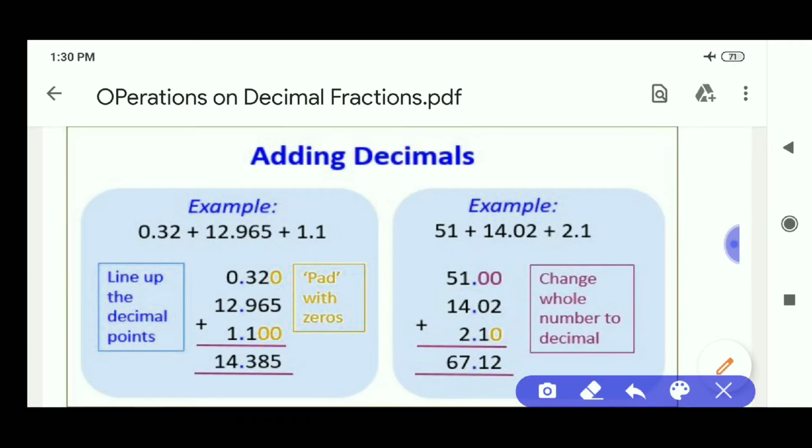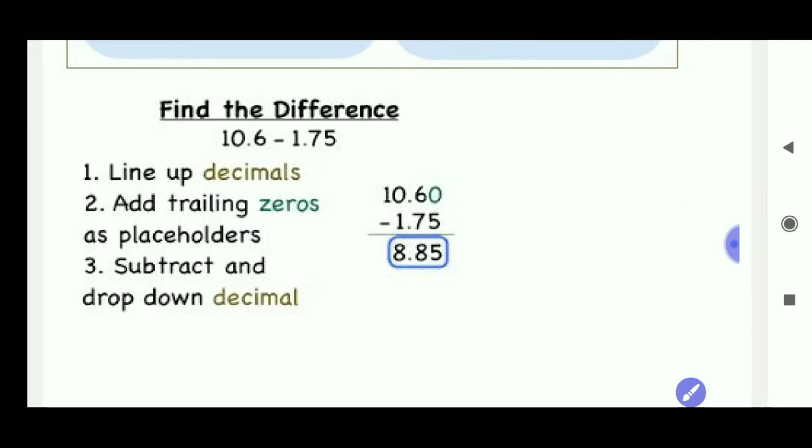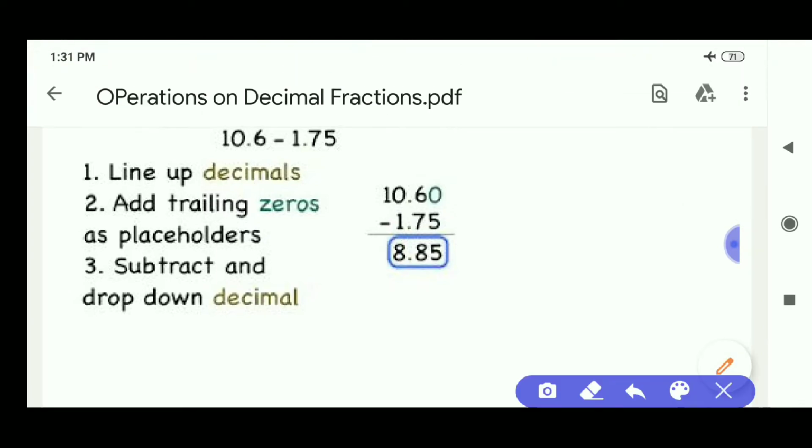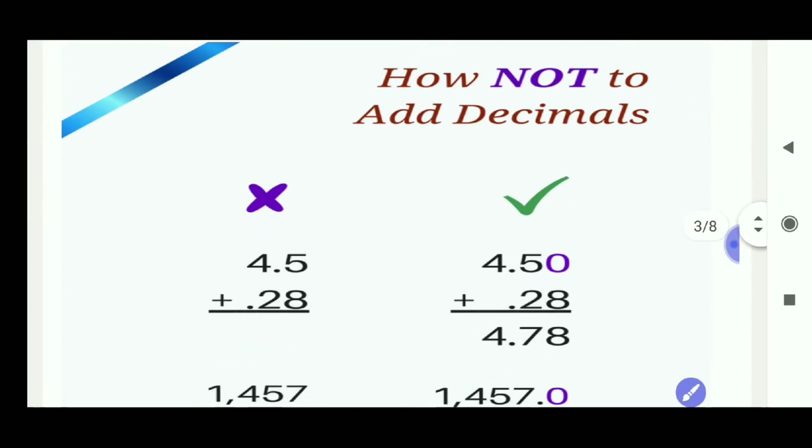That's all. Very simple. Once again, line up the decimal point and simply add. Bring that decimal point in the same line. That's all. Subtraction is also the same procedure. Here a question is given: 10.6 minus 1.75. Line up the decimals and put zeros at empty places. Then simply subtract and drop down the decimal. That's all.